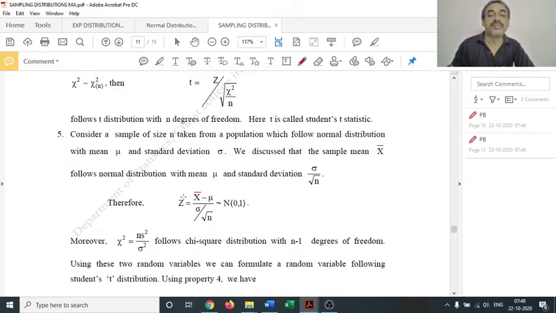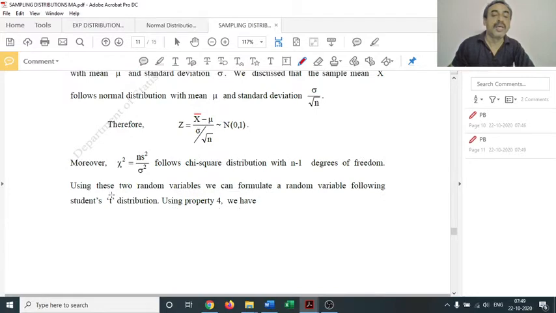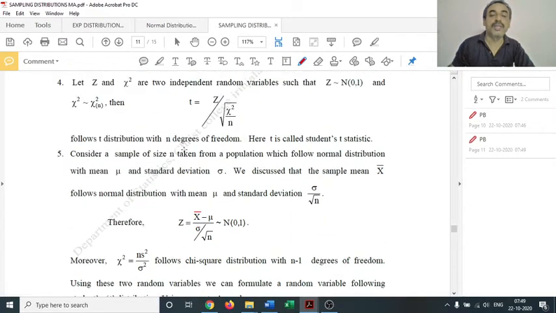Yes. X bar follows N(mu, sigma by root n). Therefore, (x bar minus mu) divided by (sigma by root n) follows N(0,1). Now, chi-square equals n s square by sigma square, which follows chi-square distribution with n minus 1 degrees of freedom. So, making use of these two expressions, we can formulate a variable following t distribution.